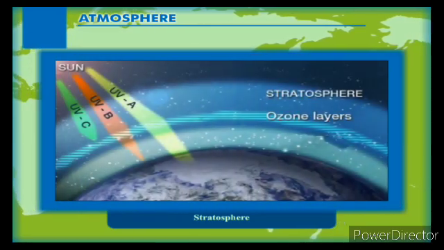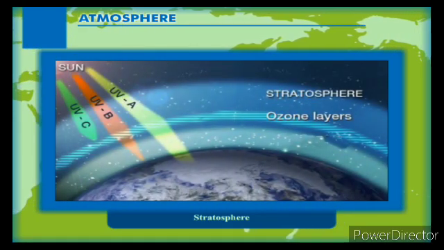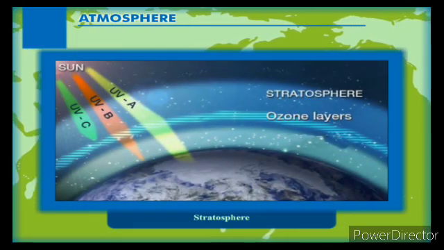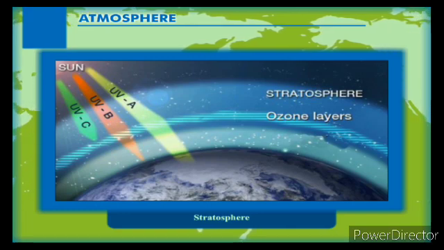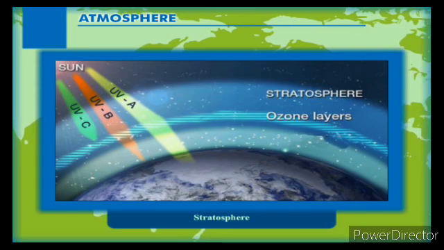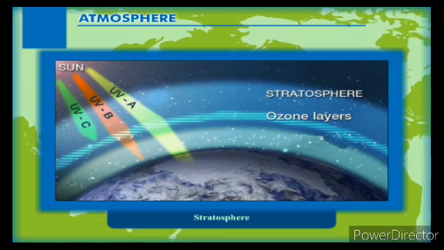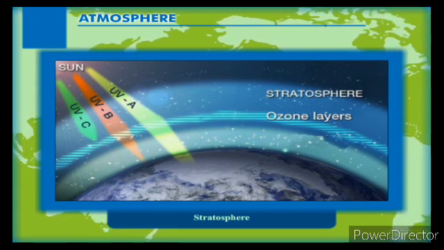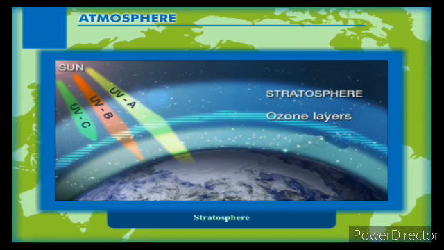It also has a band of ozone gas which protects us from the sun's ultraviolet rays. It is called ozonosphere, which is quite warm due to absorption of these rays. The upper limit of this layer is called stratopause.